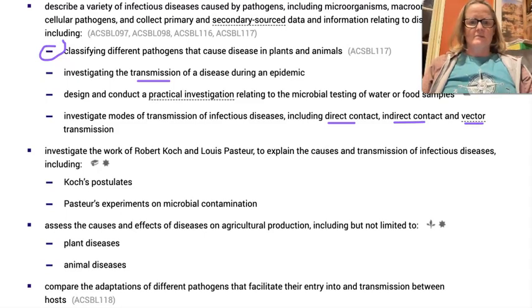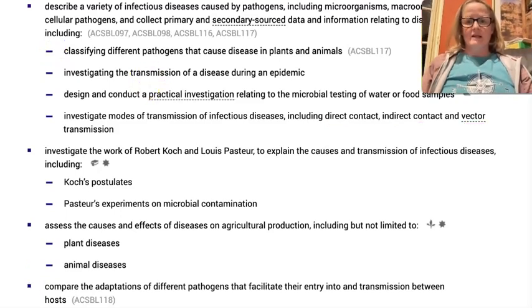We will also look at some examples of plant diseases and animal diseases in agriculture, as well as looking at adaptations. So let's start off by classifying some pathogens.